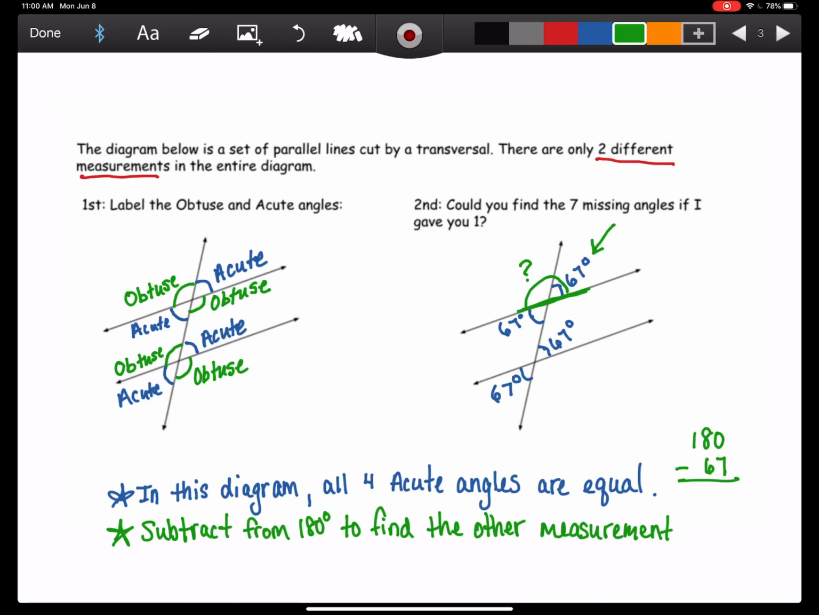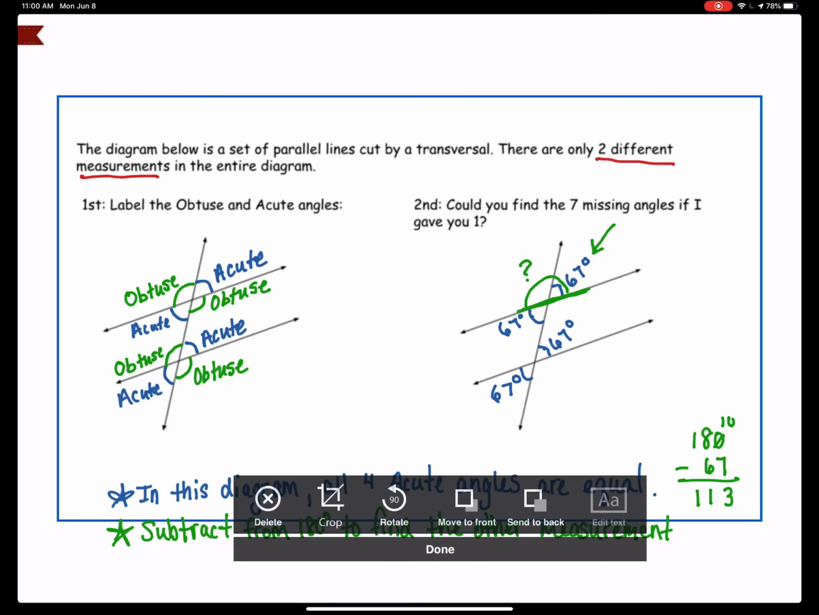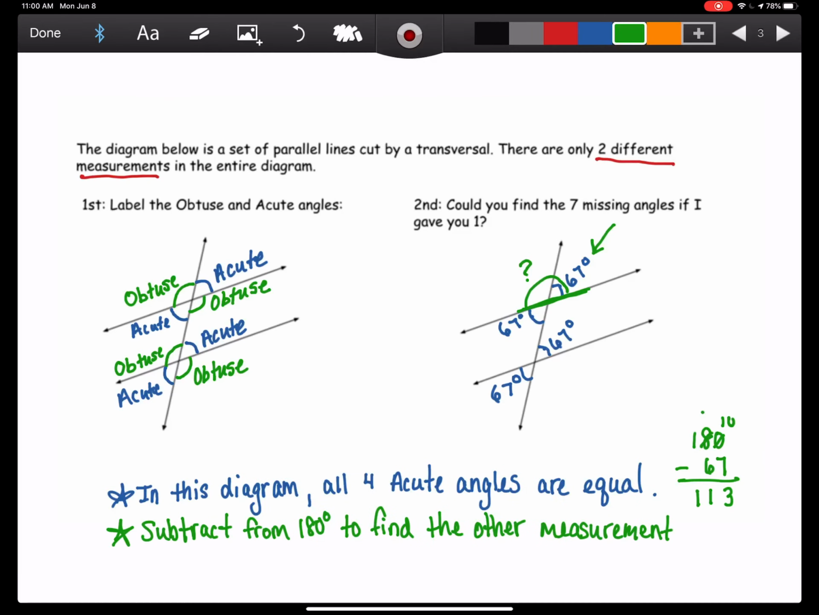Let's see. 180 degrees minus 67. Let me just show that real quick. I'm going to write this off to the side. This is a 10 because we borrowed from the 8 to make it a 7. Okay? So here's our obtuse angle, 113 degrees. Now, if that angle is 113 degrees, that means the diagonal angle here, the vertical angle, is 113 degrees. So we can label that one.